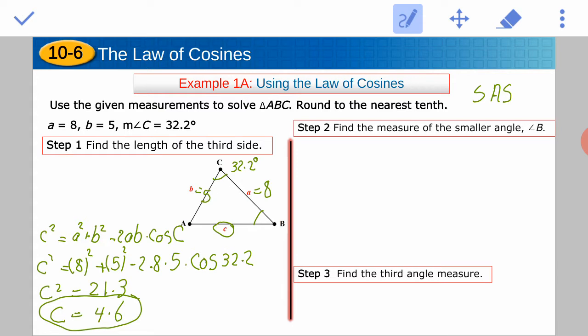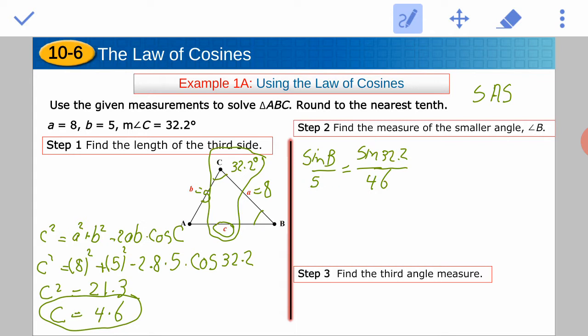Guys, now we can turn to the law of sines. Why? Because now we have a key ratio. Look at angle C and the opposite side. Now we know C, guys, it's 4.6, and we know the measure of angle C. So if you want to find angle B, you can use the law of sines because now the information is enough. So sine angle B over the opposite side B, which is 5, is equal to sine angle C. Angle C is given, it's 32.2, over the opposite side C, which is 4.6.